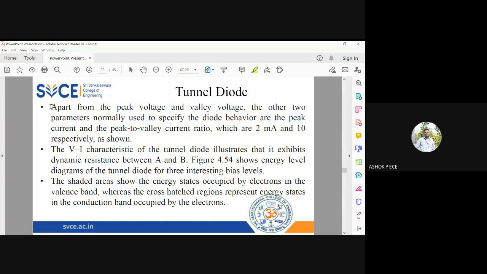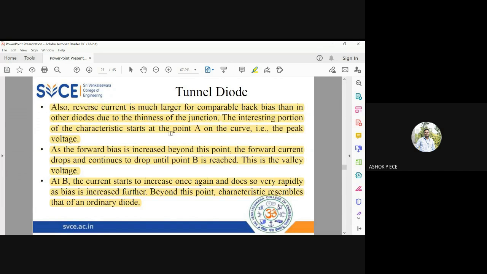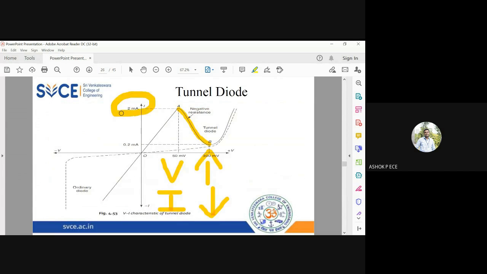So apart from peak and valley voltage, two other parameters are going to specify the behavior of the diode. One is peak current. The peak current we have seen is 2 milliamperes.